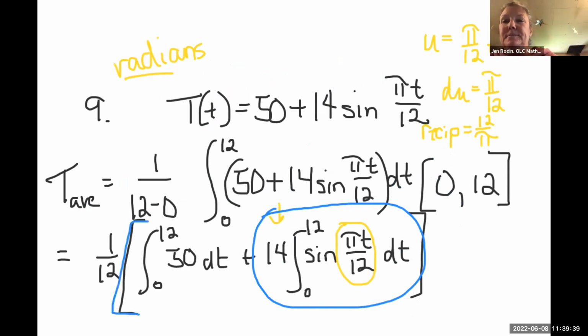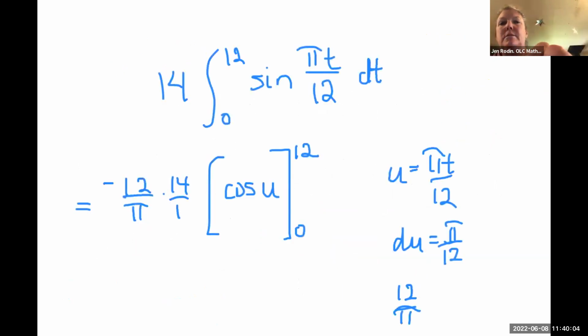And then when we put it all together, remember this one's antiderivative would go to 50t from 0 to 12. And then we'd still have to multiply everything by 1/12 at the end to get the average value. Let me go back to that page there. So just that piece.